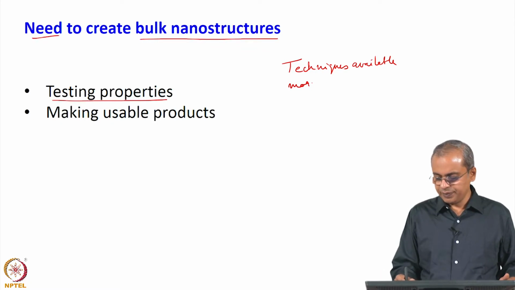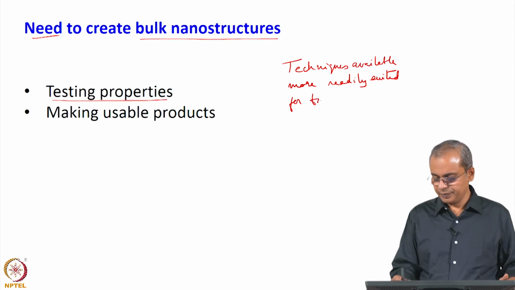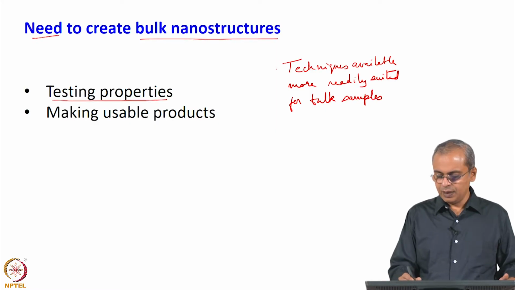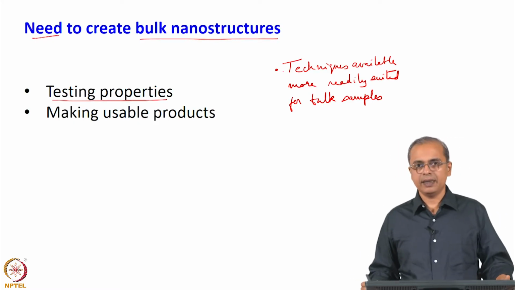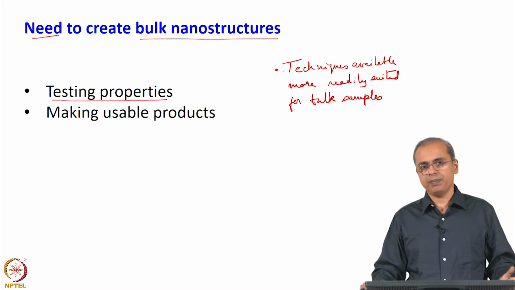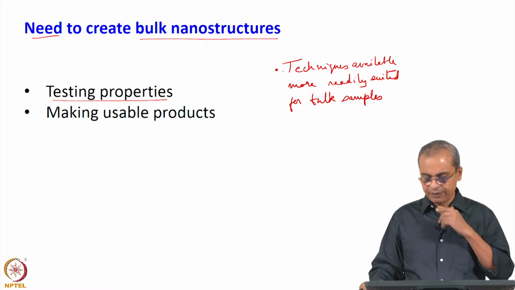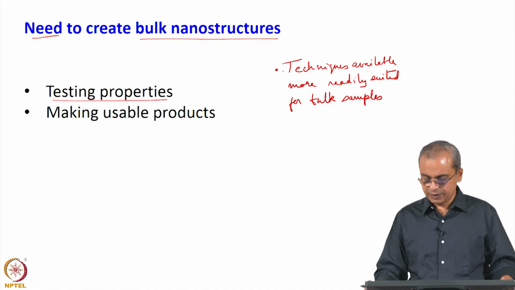Techniques are more readily suited for bulk samples. So, this is the issue here. We have techniques that are readily available in the marketplace or in our labs, which are typically intended for bulk samples, and it could be any property. It could be a range of properties that we have already seen, or some other property that we have probably not looked at in this class so far, but almost always we have this situation.